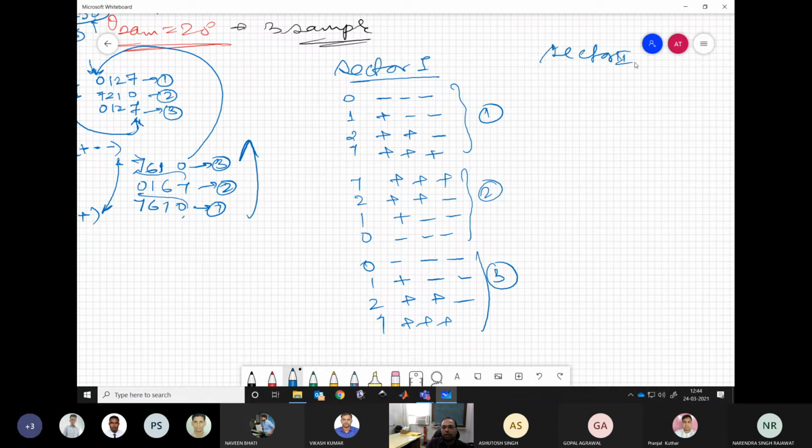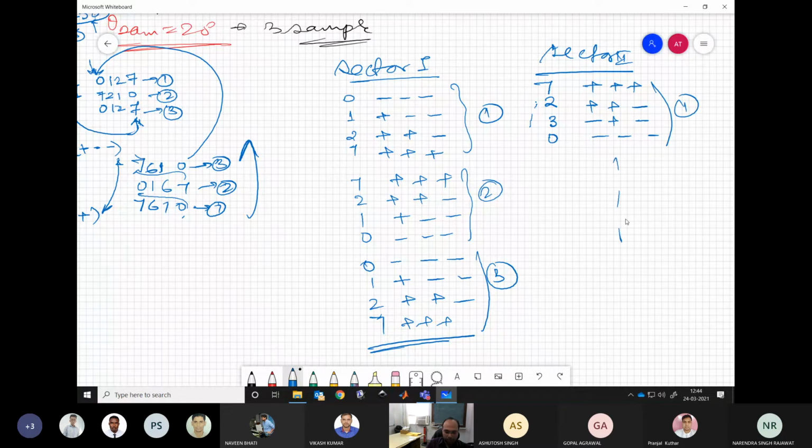And the moment you go for sector 2, we will start with the last 0 vector where we have ended. So it will start like 7, then the next vector will be 2, 3, and 0. These are the active vectors associated with sector 2. So here we will start with plus plus plus, plus plus minus, minus plus minus, minus minus minus, sample 1, and so on. Clear?